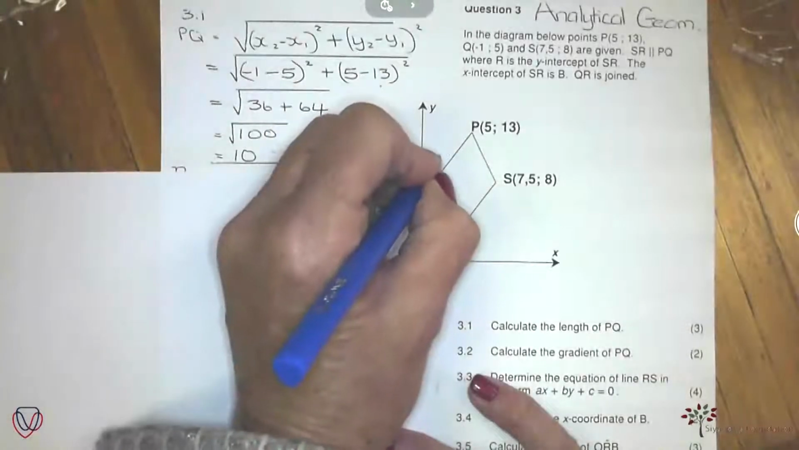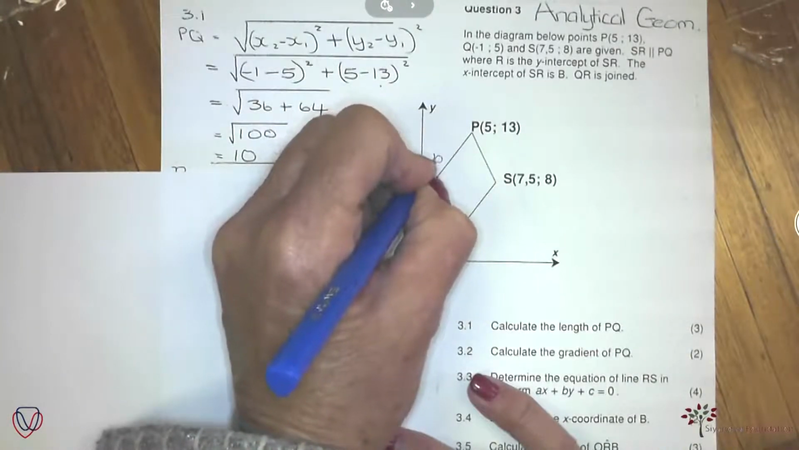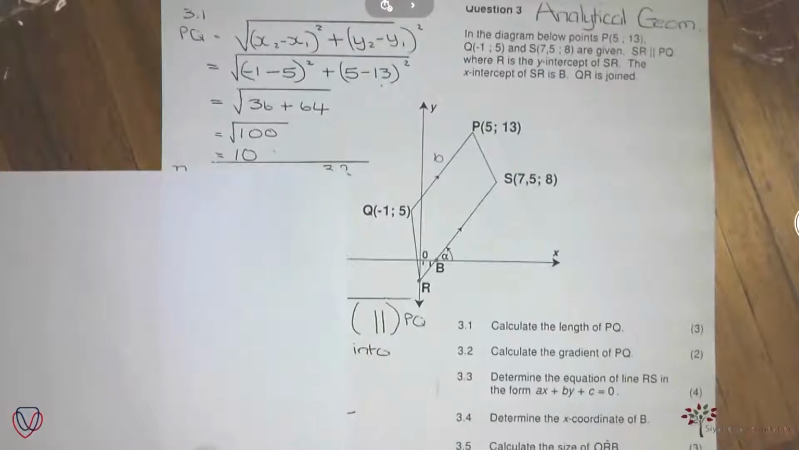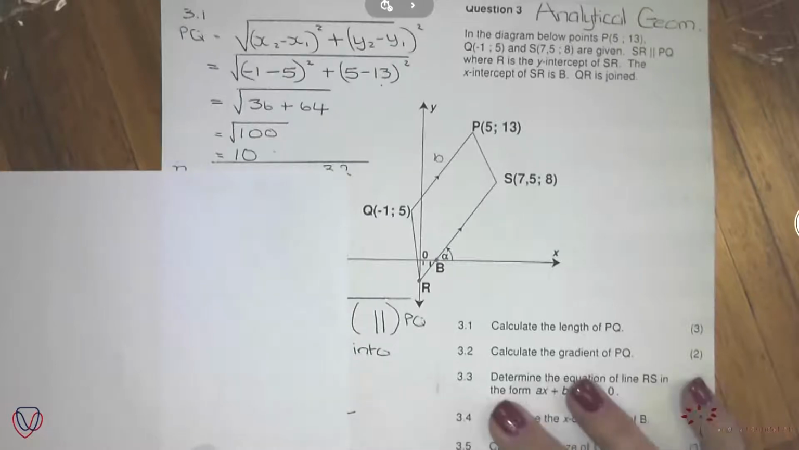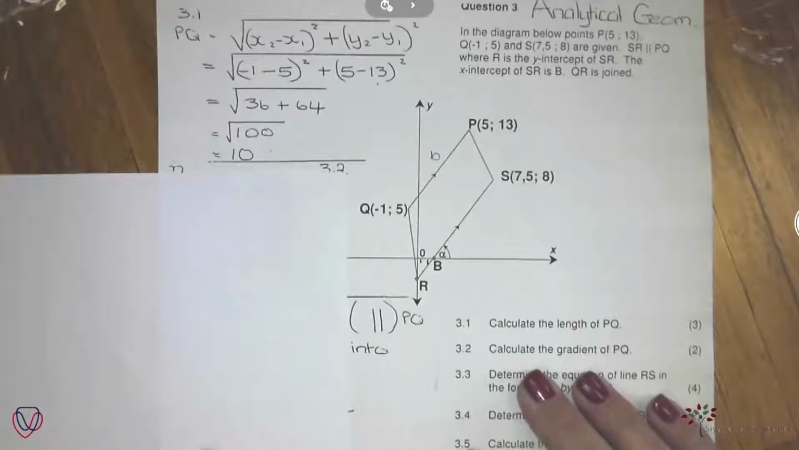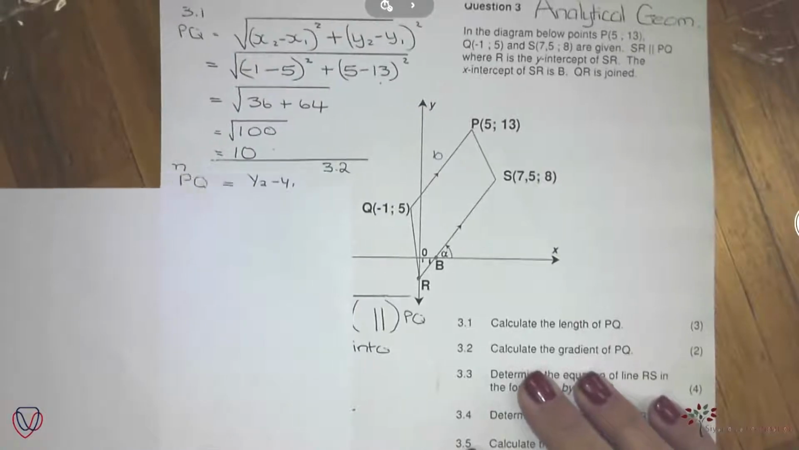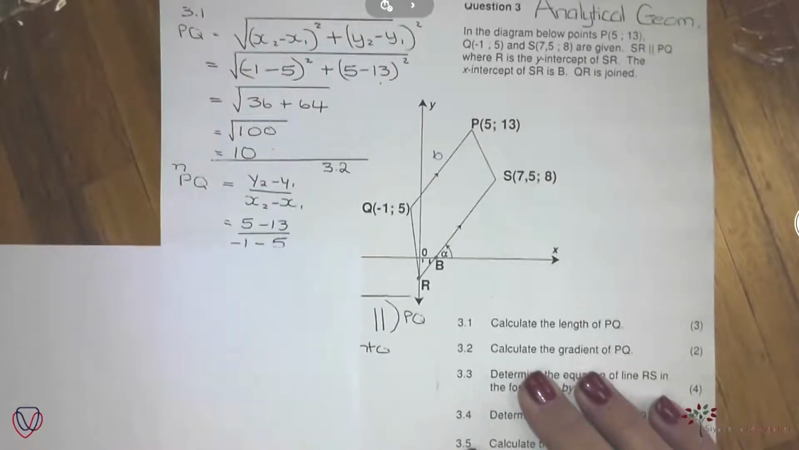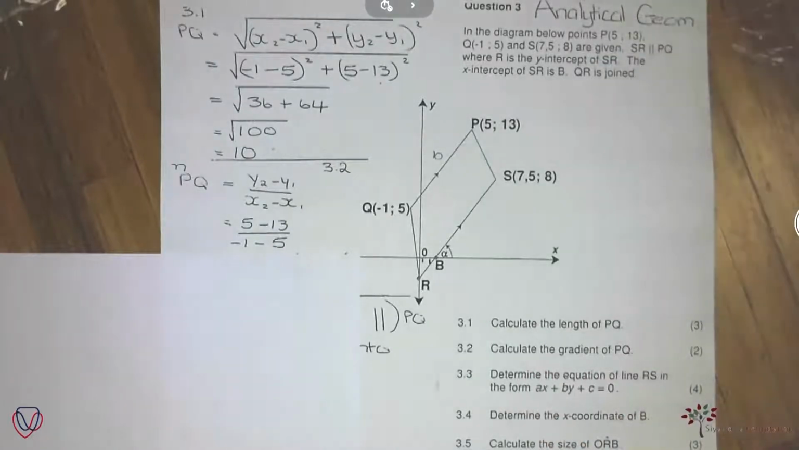You know, as you go on, fill in the values that you've determined. In analytical and in geometry, it really helps if you can see the things that you have that you can work with now. Okay, question 2. Calculate the gradient of PQ. Again, standard grade problem, because you know the formula for the gradient. y2 minus y1 over x2 minus x1.